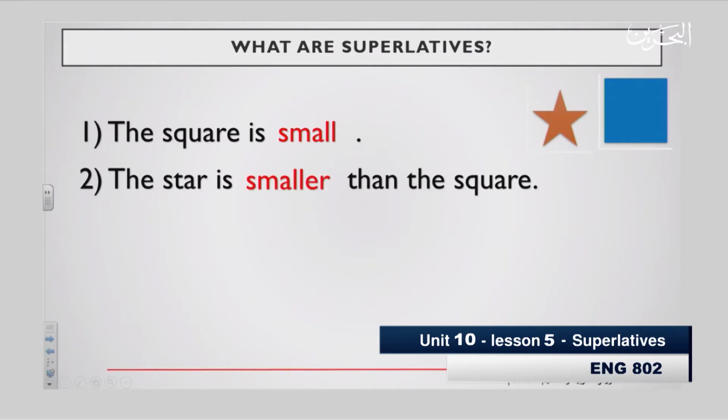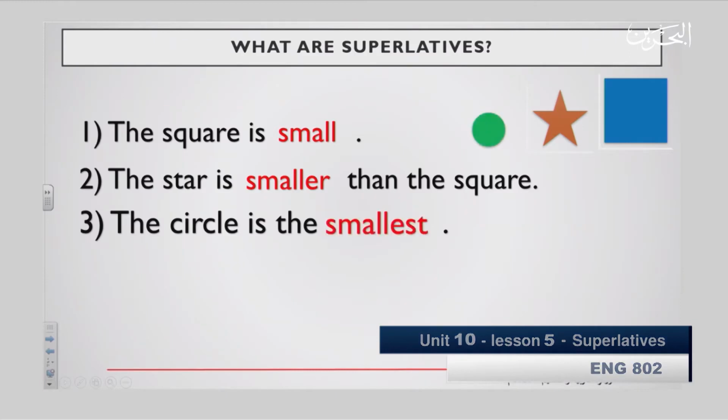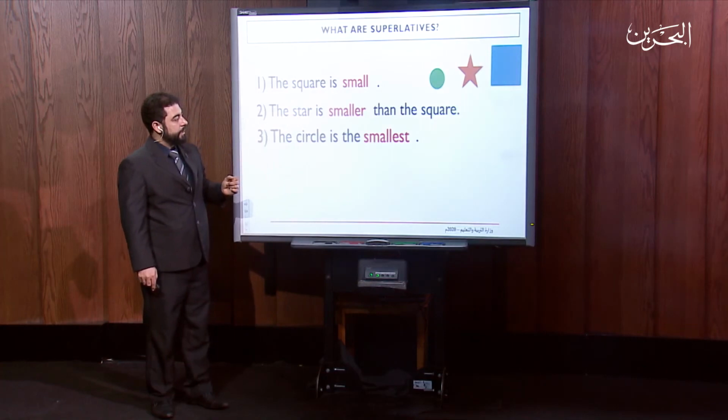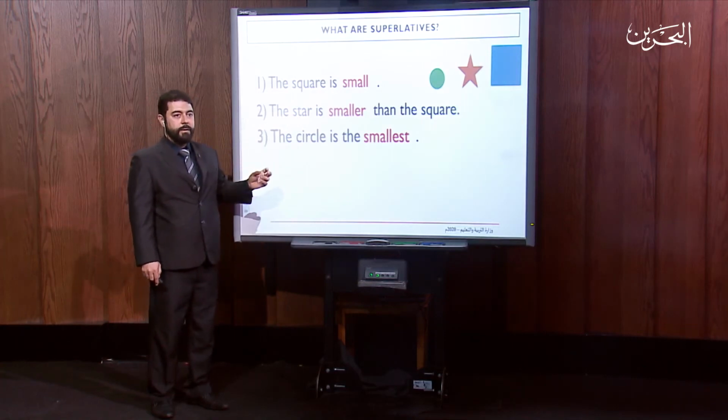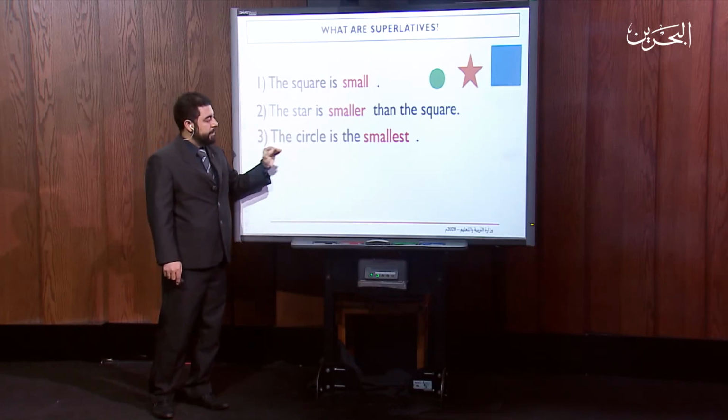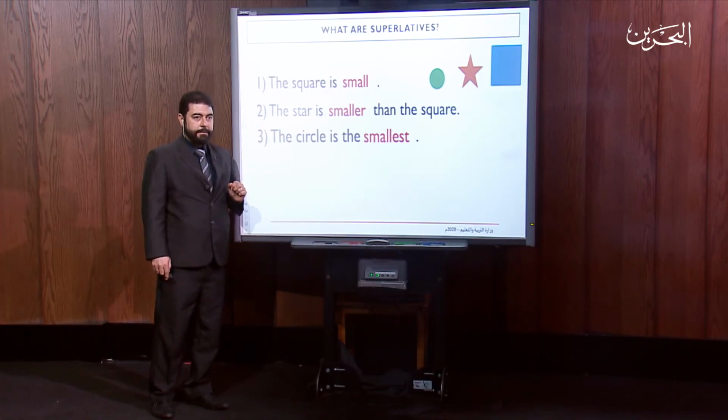Now we have two things to compare, but we can add yet another one. There is the circle. The circle is the smallest. If you compare three items and you would like to say that one is smaller than any other, you can just say the circle is the smallest.